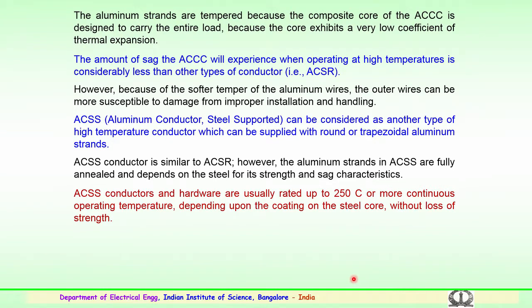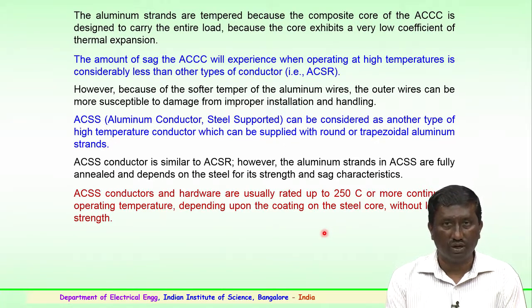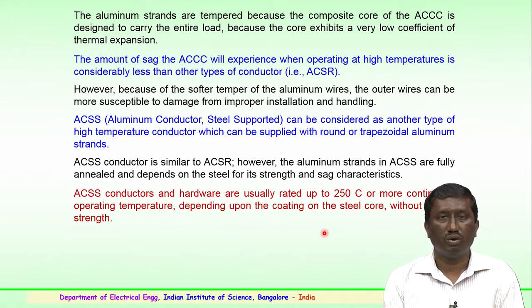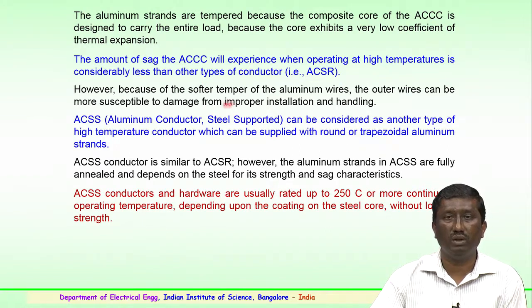Here the aluminum strands are tempered because the composite core of the high temperature conductor, or ACCC conductor, is designed to carry the entire load, because the core exhibits a very low coefficient of thermal expansion. So, that is important, where this helps the conductor to operate at a higher temperature. The amount of sag that the high temperature conductor will experience when operating at high temperatures is considerably less compared to other conductors like ACSR and several other types of conductors used for transmission. So, this is an important point to be considered.